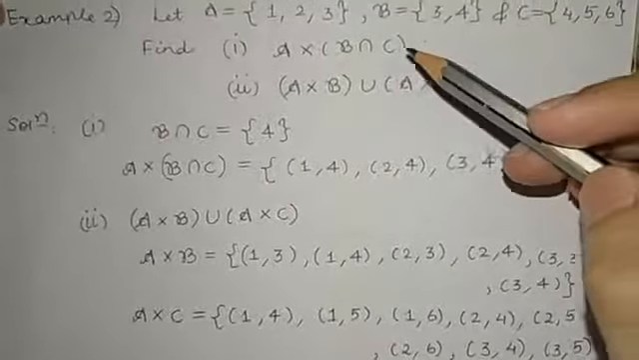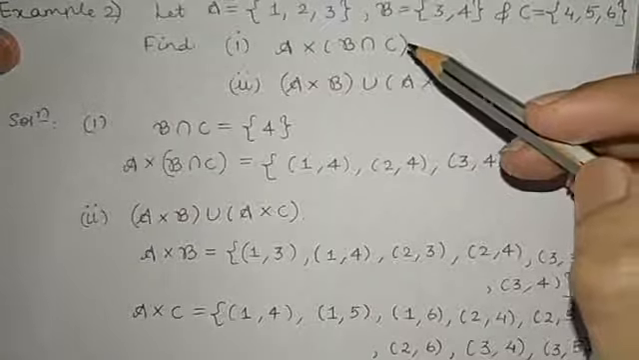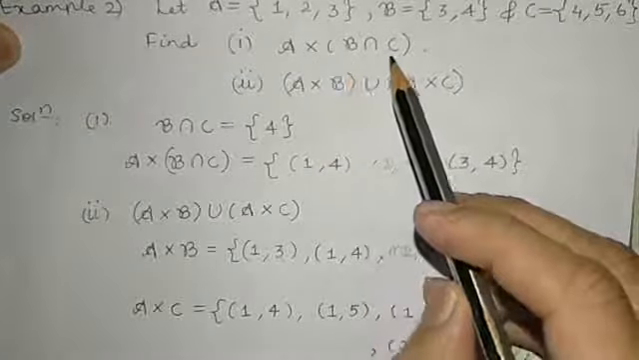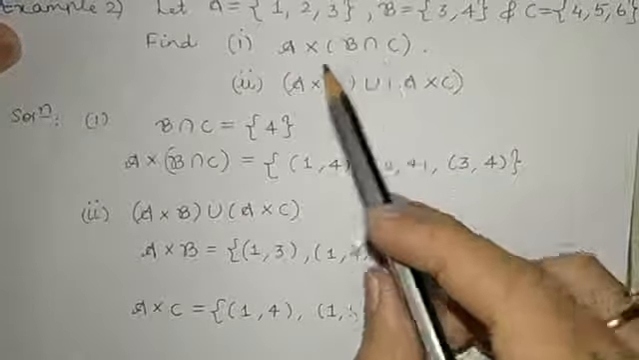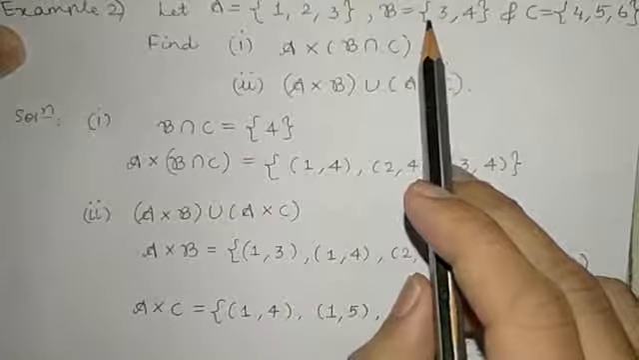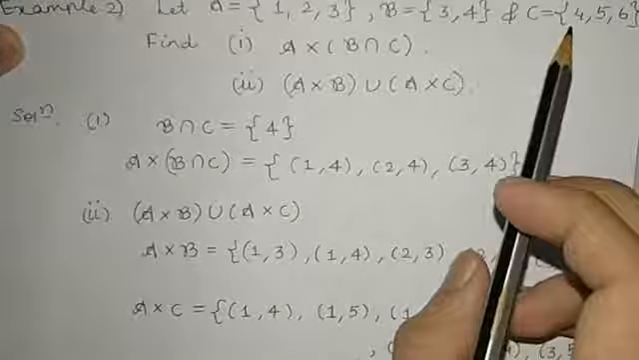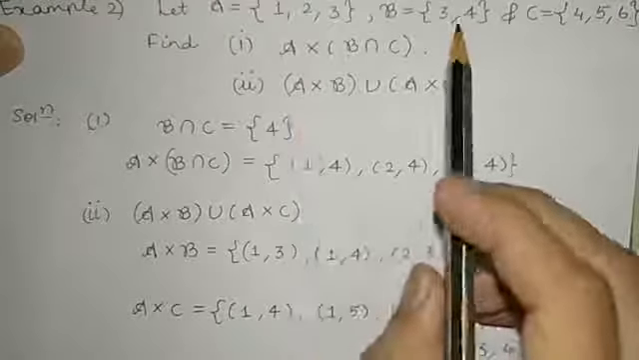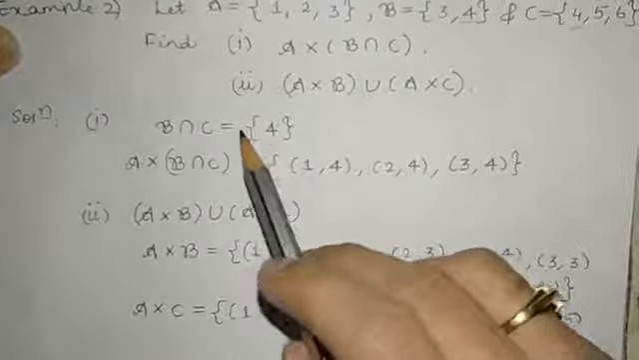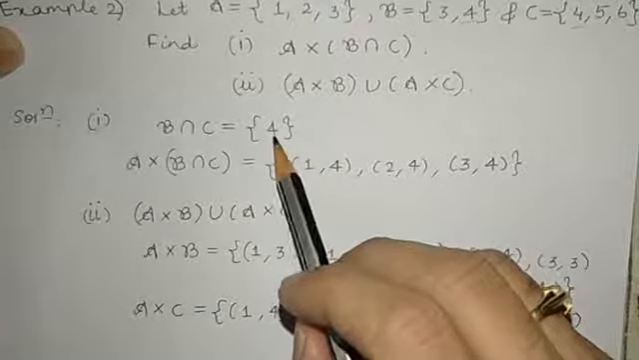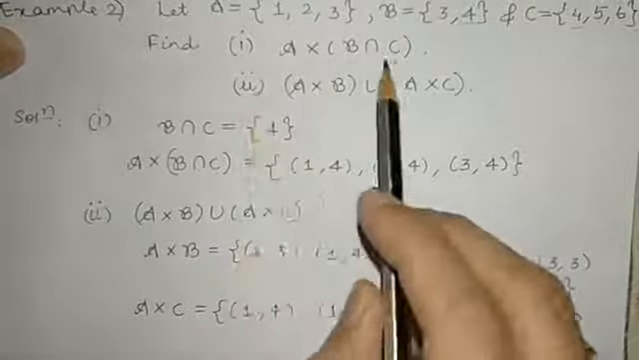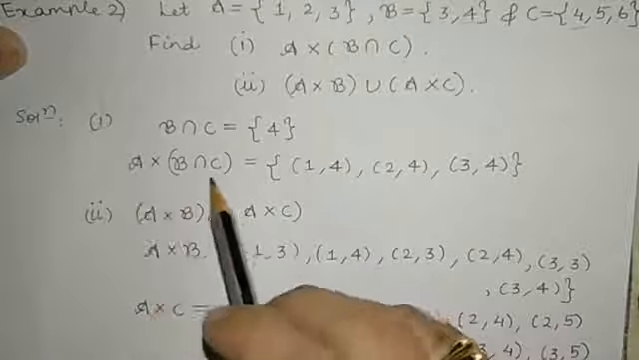So first let us look at the first problem here. You have to find A cross (B intersection C), right? If you look at B intersection C first, it will be nothing but the element which is common to both the sets B and C. So that is 4. 4 is common to both B and C, so you will get B intersection C as the singleton {4}. Now we got B intersection C, and we can find what we want to find.